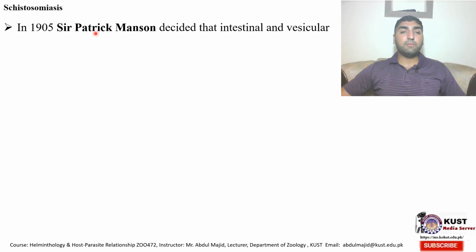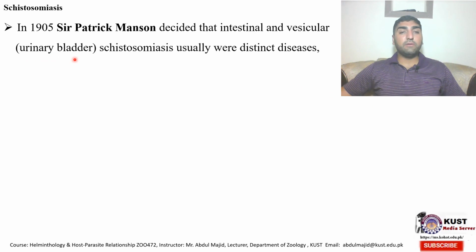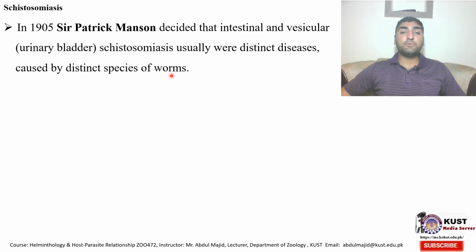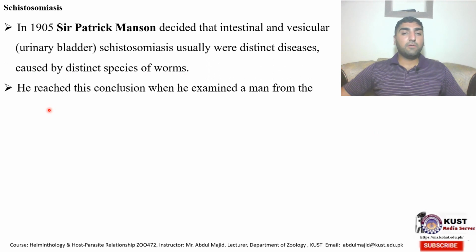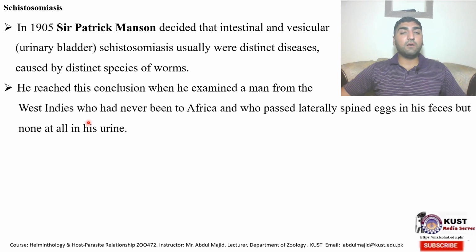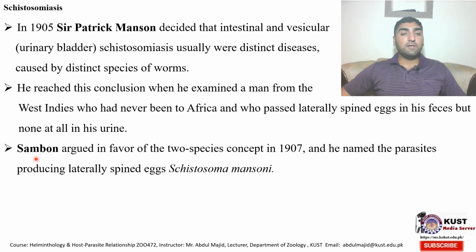In 1905, Sir Patrick Manson decided that intestinal and vesicular, or urinary bladder, schistosomiasis usually were distinct diseases caused by distinct species of worms. He reached his conclusion when he examined a man from the West Indies who had never been to Africa and who passed laterally spined eggs in his feces, but not at all in his urine. Sambon argued in favor of the two species concept in 1907, and he named the parasite producing laterally spined eggs Schistosoma mansoni.